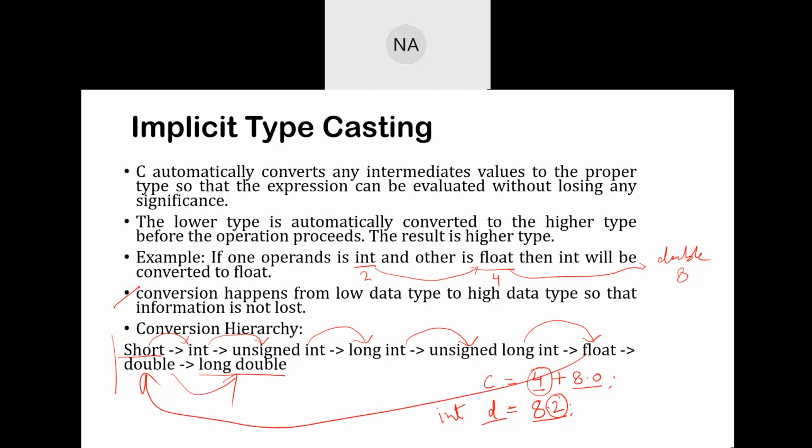So any data type can be converted using implicit typecasting into any data type which is at a higher level. So int can be converted into long int, int can also be converted into float, and also into double or long double, right? So this is implicit typecasting.